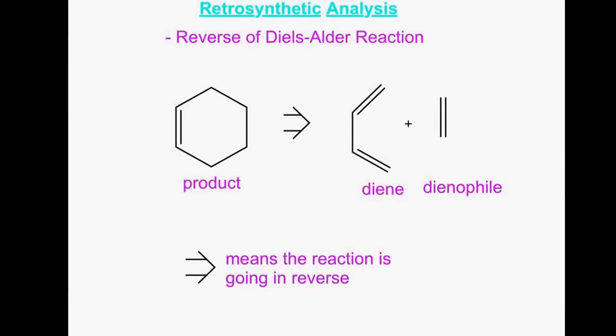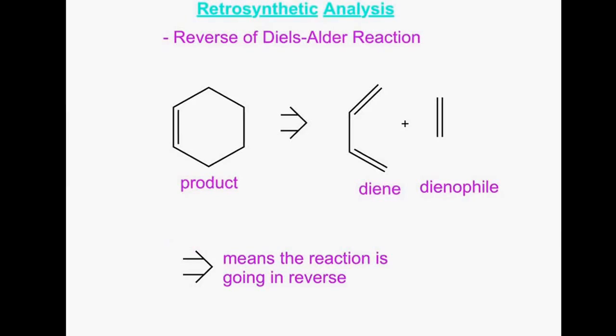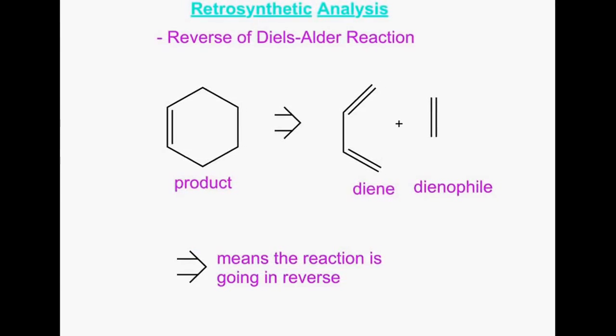Now we're going to talk about the retrosynthetic analysis of Diels Alder reactions. And what it is, it's just the reverse of the Diels Alder reaction. So in this case, we start with the product, and then we end with the diene and dienophile. And I just wanted to point out that the 2 lines with the arrow means that the reaction is going in reverse.